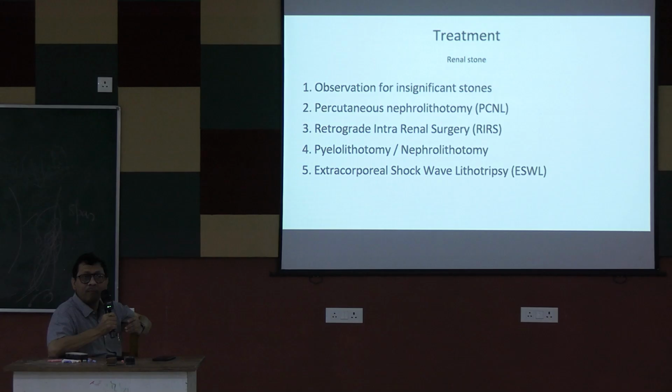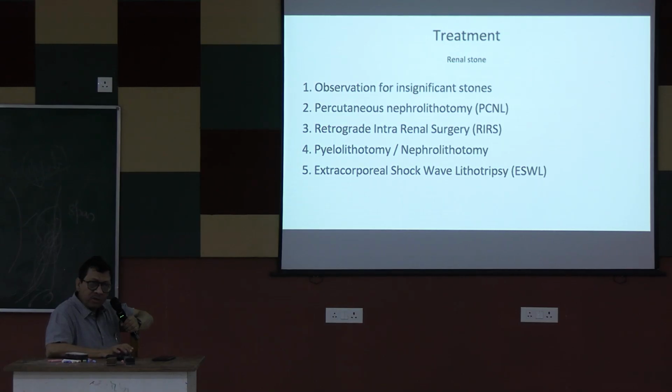What are these? Suppose the patient is not responding. You will have to treat the patient with some kind of relief of obstruction. Most commonly, if it is a ureteric stone, it is done with double J stenting. I will show you what double J stenting is.